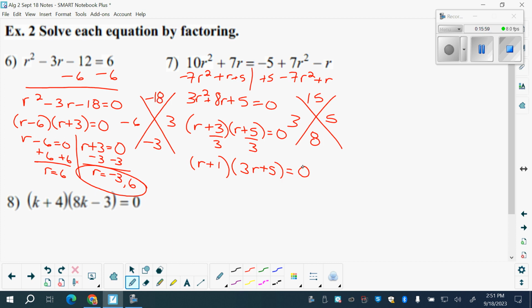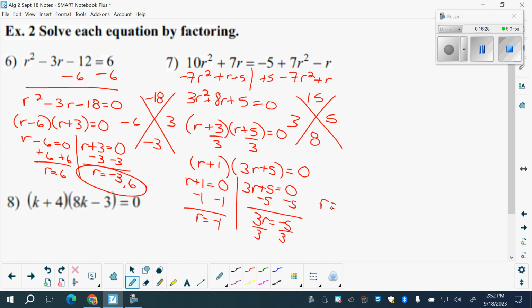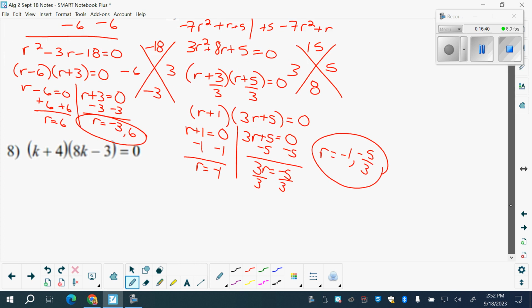So, Nick, what comes next? Good. So r plus 1 equals 0. And then 3r plus 5 equals 0. And then solve them. So negative 1 and negative 5/3 would be our answer there.